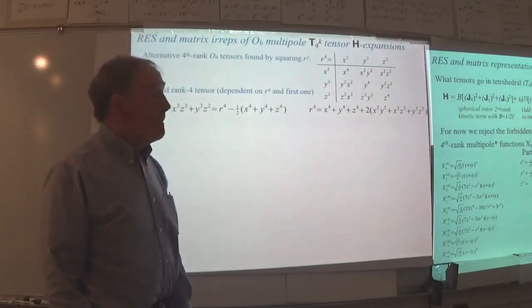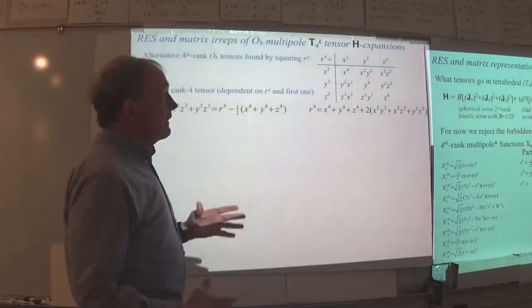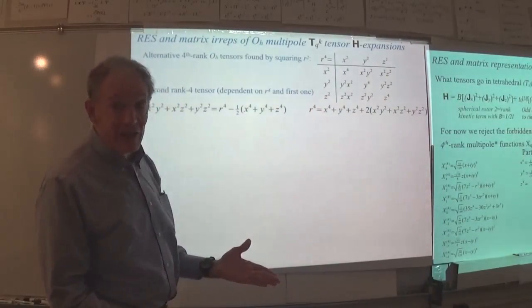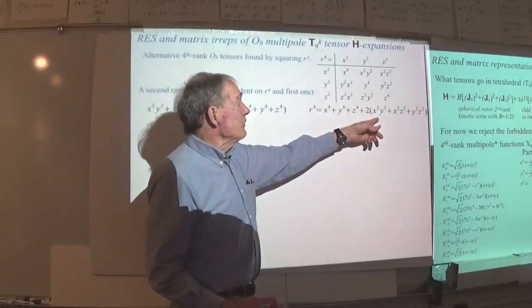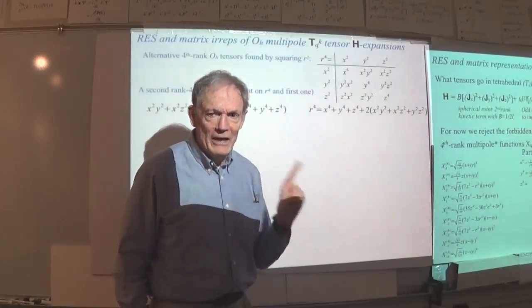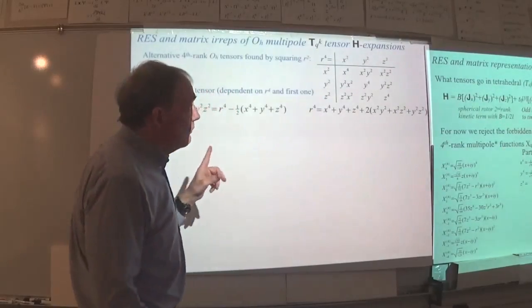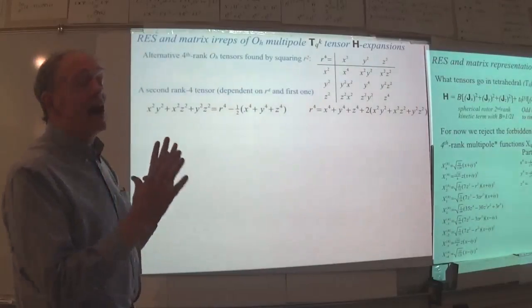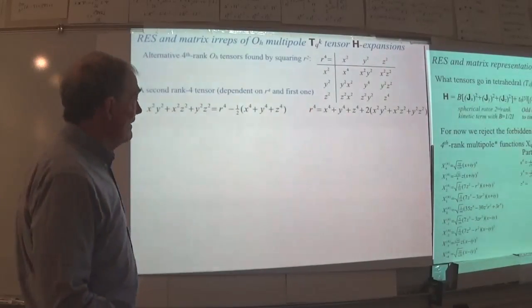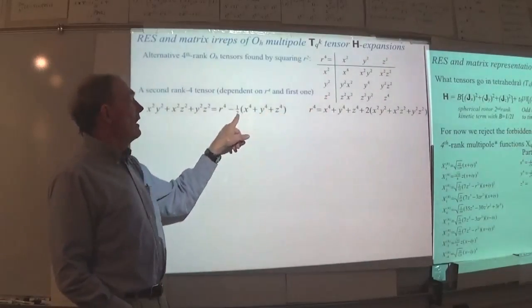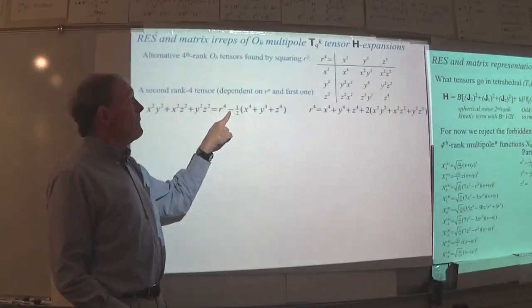Okay? But not just being x squared plus y squared plus z squared, which is a sphere, right? This has got shape. This one has shape. This one has shape. But it's pretty much the same shape. There is only one linearly independent fourth rank octahedral tensor. And you can see that right here. This thing is just a combination of this thing with r to the fourth, with a minus sign.